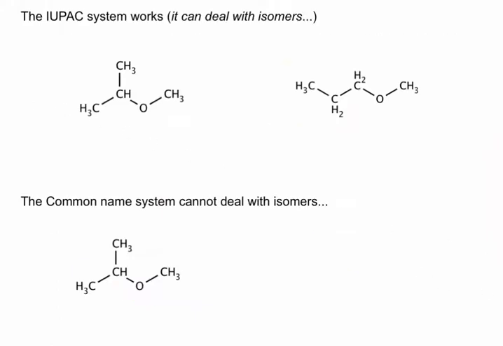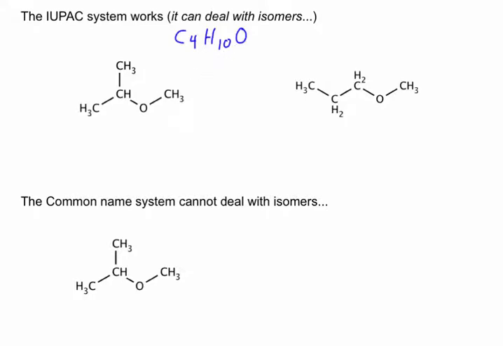Now, the IUPAC system is a little more rigorous, and I think that's why it's more commonly used now. It can deal with isomers. If we look at these two molecules, they're actually isomers of one another. If we look at the formula, C1, 2, 3, 4, so that's C4, H, let's count them, 3, 6, 7, 10, O. So C4H10O. How about this one? C1, 2, 3, 4, so C4, H 5, 10, O. Both have the same chemical formula, so they're isomers.